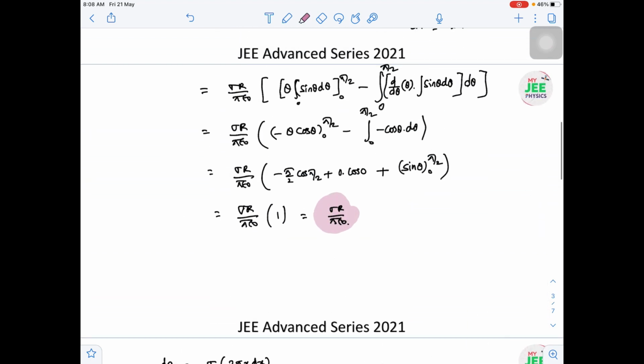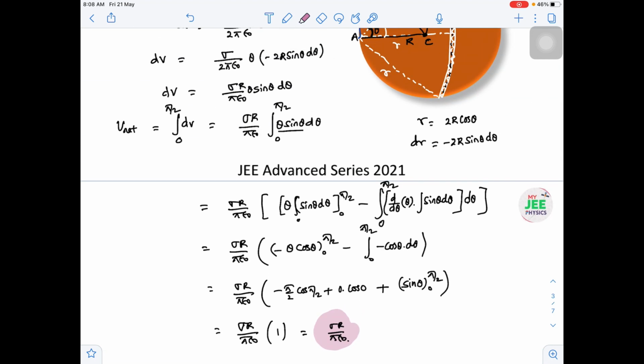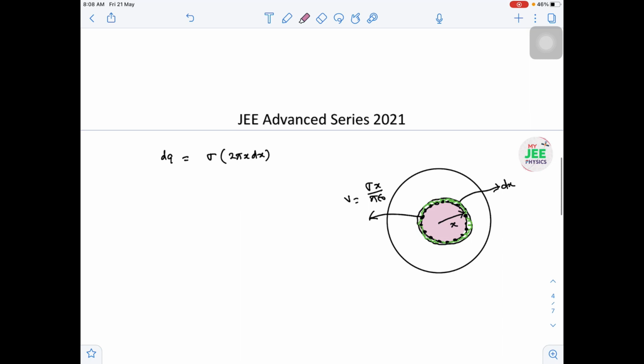See, this is the formula I got. This is the potential at the edge of the disk of radius capital R. Now I want to find out the potential at the edge of the disk whose radius is x. So then I'll get sigma x by pi epsilon naught. Then automatically I'll get the potential energy. The potential energy of the elemental part of the disk is dq into V. So I'll get sigma into 2 pi x dx multiplied with the potential sigma x by pi epsilon naught. So pi cancels out, you will get 2 sigma square by epsilon naught, and I'll get x square dx.